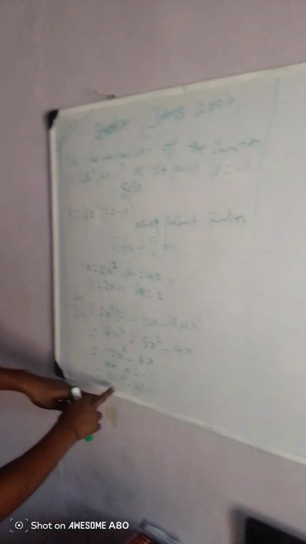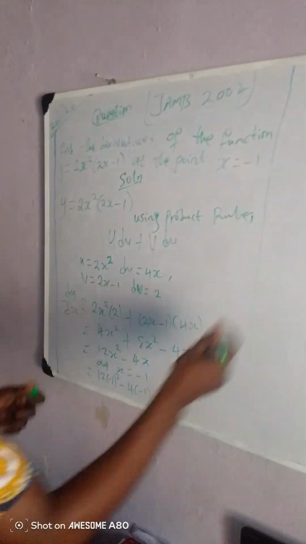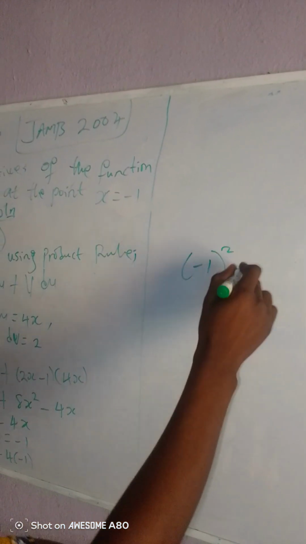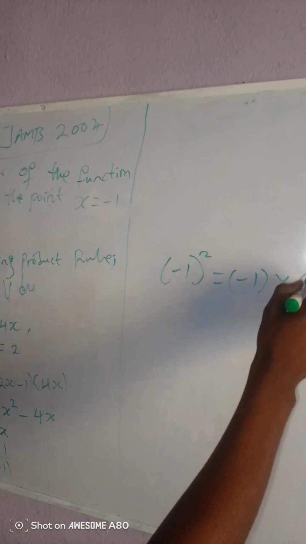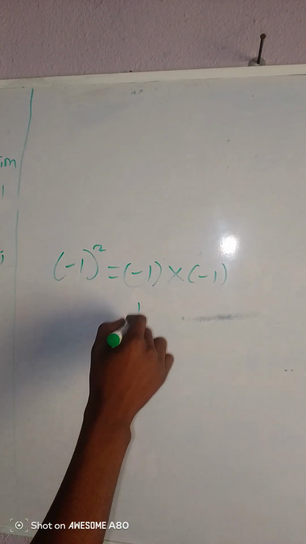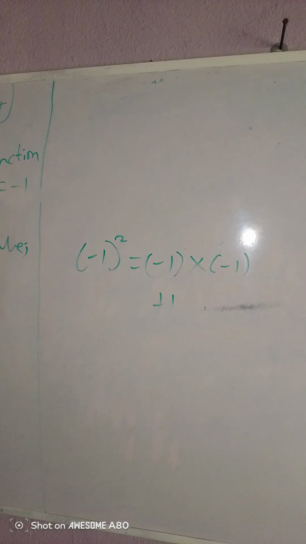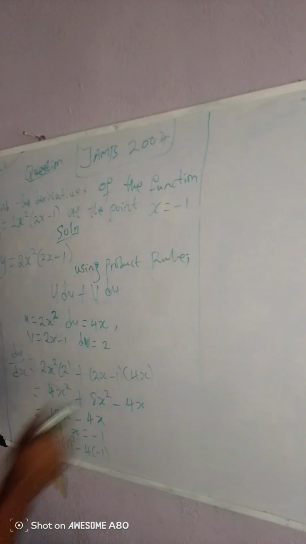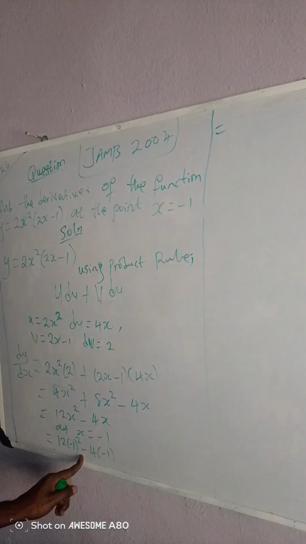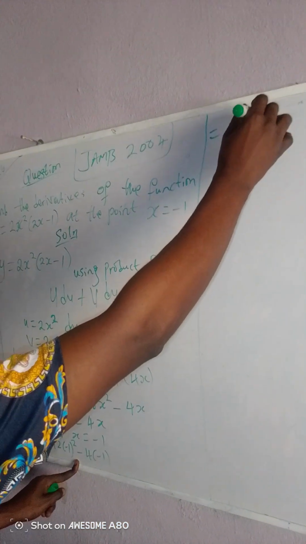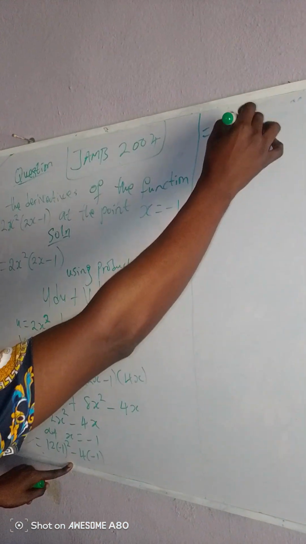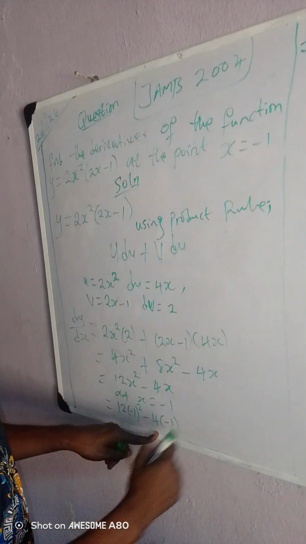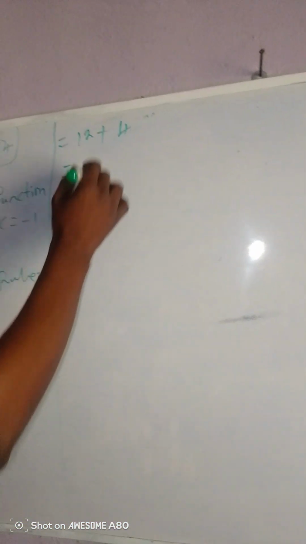Look at it now. This is minus 1 squared. It's the same thing as saying minus 1 times minus 1. Minus times minus is plus. 1 times 1 is 1. That is automatically, this minus 1 squared becomes what? Plus 1. So you now have 12 times plus 1 will give you 12. Now here, this minus will become plus because when you open this bracket, minus times minus will give you plus, and 4 times 1 will give you 4, which is equal to what?